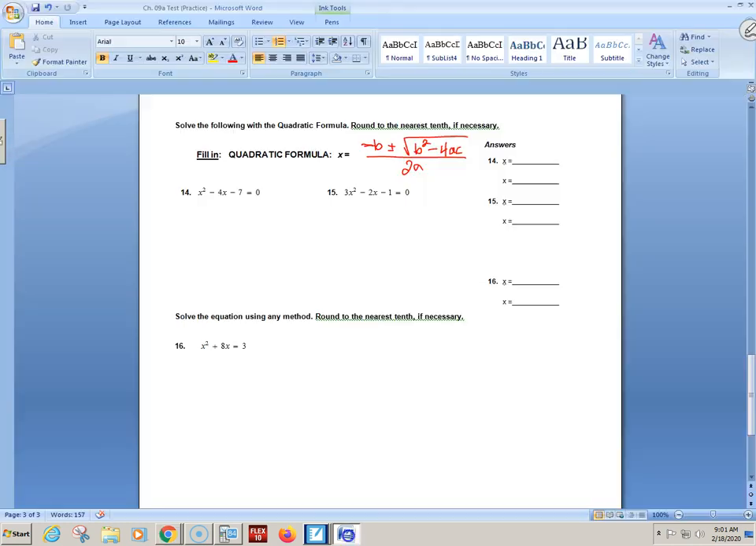Which is why on the practice test, I only put one where I say use any method. Because technically this chapter is saying, do you know how to use the quadratic formula? Do you know how to complete the square? Do you know how to work with radicals? That's this chapter. Radicals, complete the square, quadratic formula. That's the chapter. 3 things.